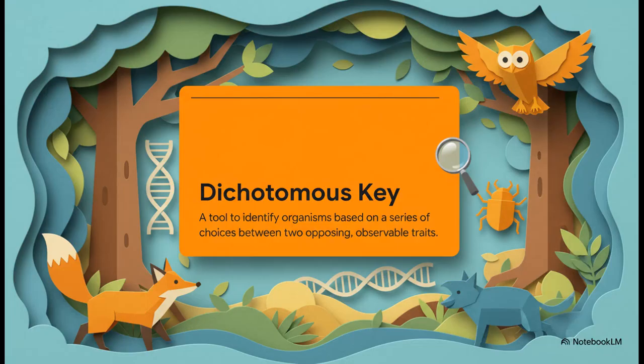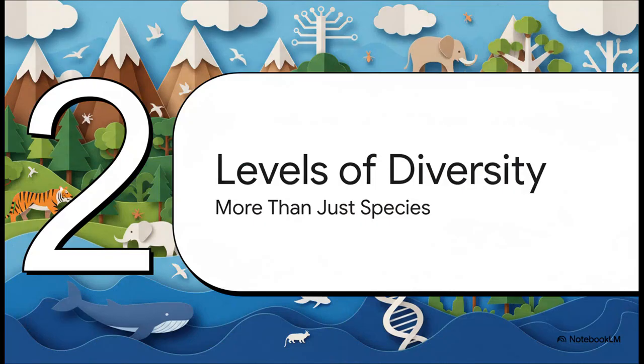So say you're out in a forest and you find a weird-looking bug. How do you figure out what it is? Well, you'd probably use a dichotomous key. It is literally a choose-your-own-adventure for biologists. You're given a series of 2 choices, like, does it have wings or does it not have wings? And by following the path, you can zero in on exactly what you're looking at. Pretty cool, huh? All right, let's move on to our next section.